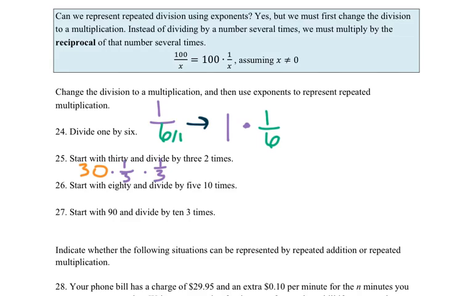Okay, and this is where exponents will still come into play for us. And so we can rewrite this as 30 times 1/3, and I'm just going to start using the parentheses here. You could use the little dot like we did here. Either way is fine. And we multiplied by 1/3 2 times.